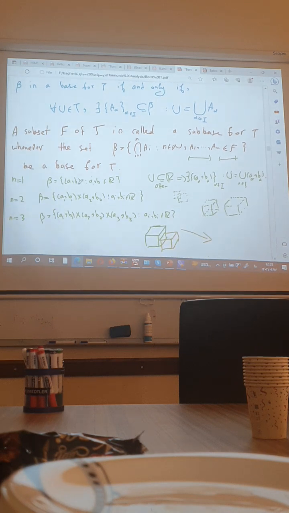This is the base for the topology in R. This is the base for the topology in R2. This is the base for the topology in Rn, in the Euclidean topology. Base of topology.